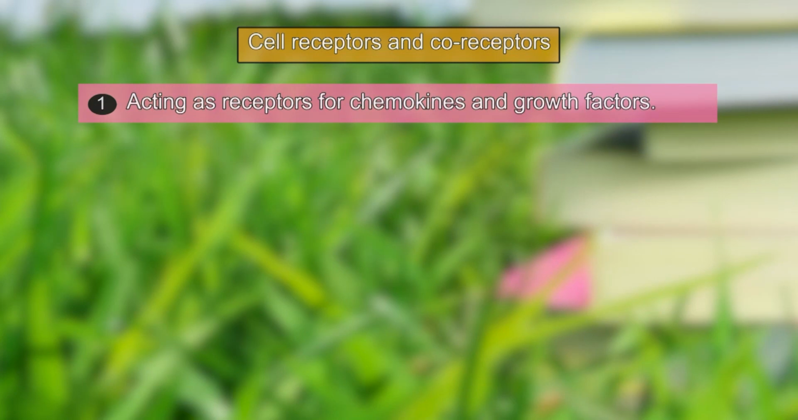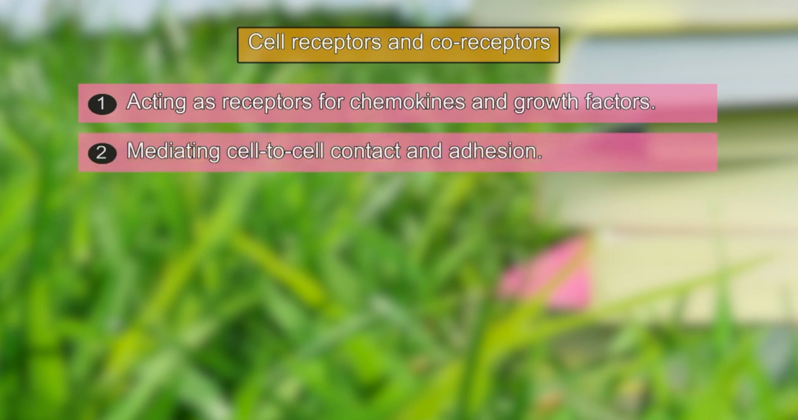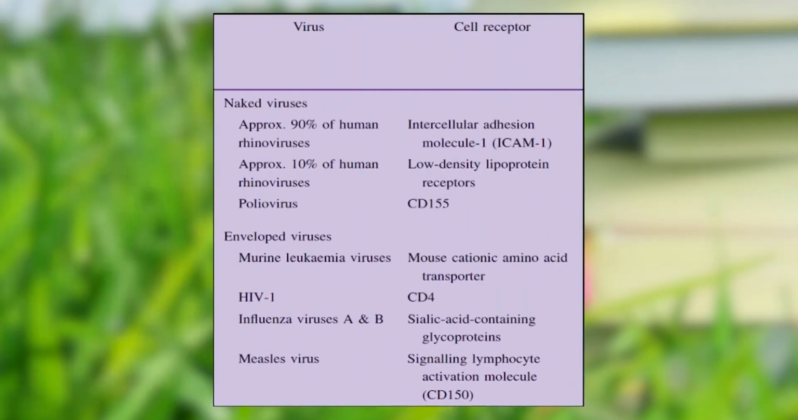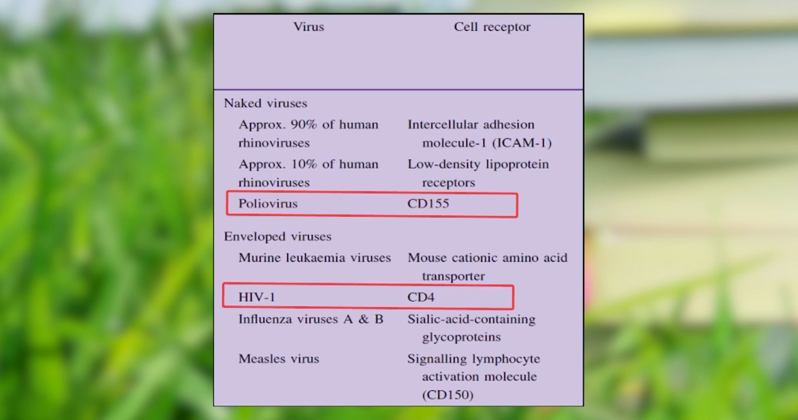Receptors and co-receptors have a multitude of functions, like virus attachment sites, interacting with chemokines and other growth factors, and mediating cell-to-cell contact and adhesion. Here are examples of cell receptors used by many viruses. For example, poliovirus uses CD155 as the cell receptor. HIV-1 uses CD4 as the cell receptor.